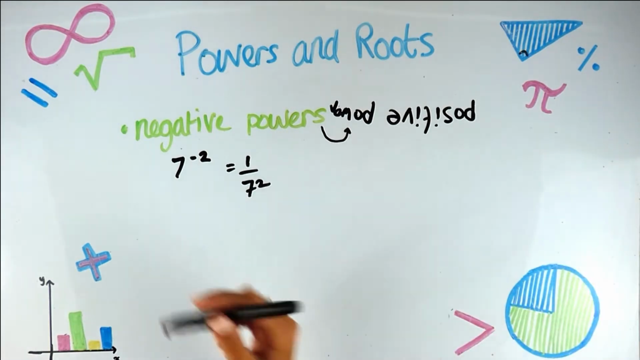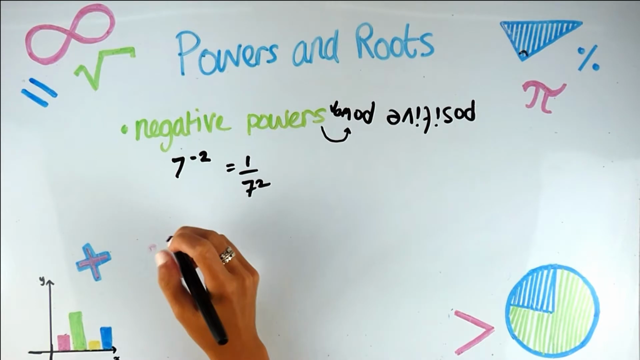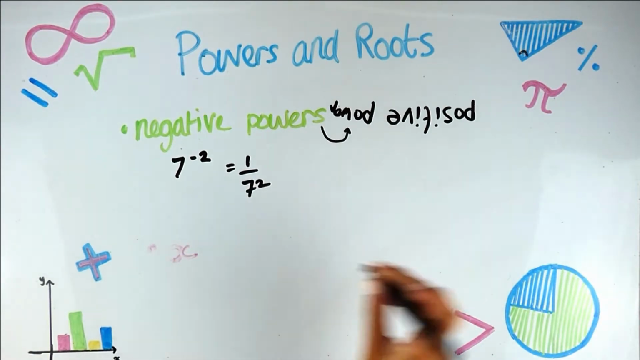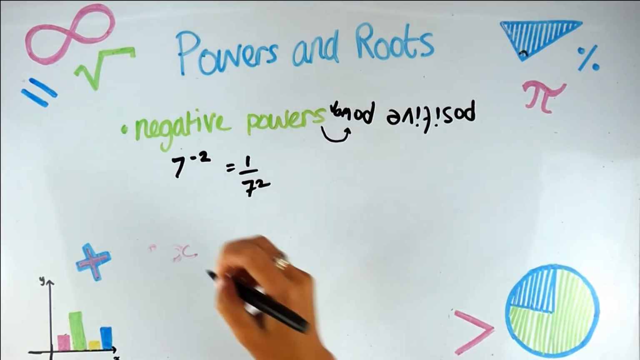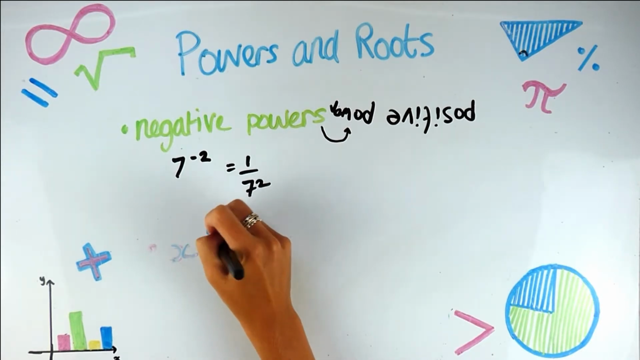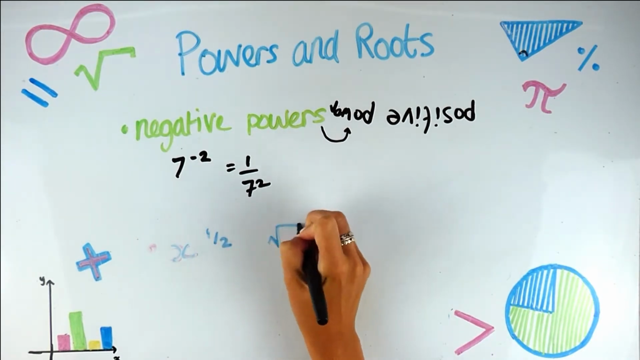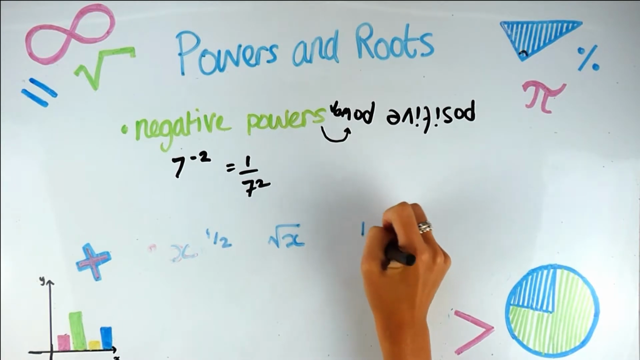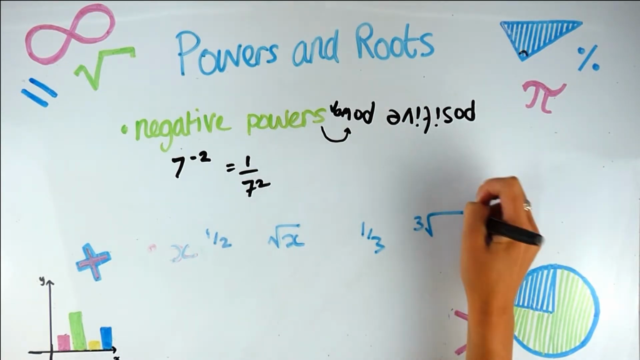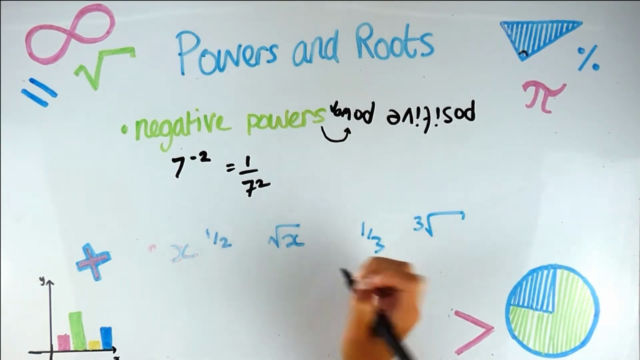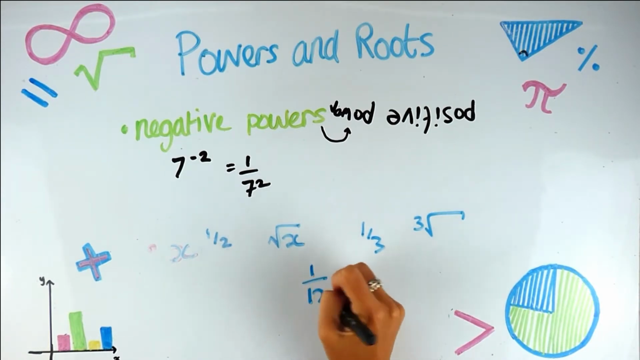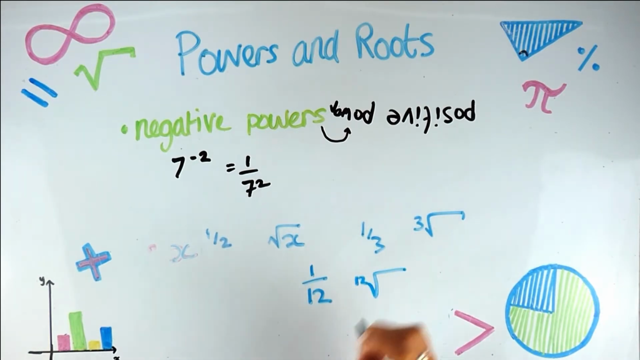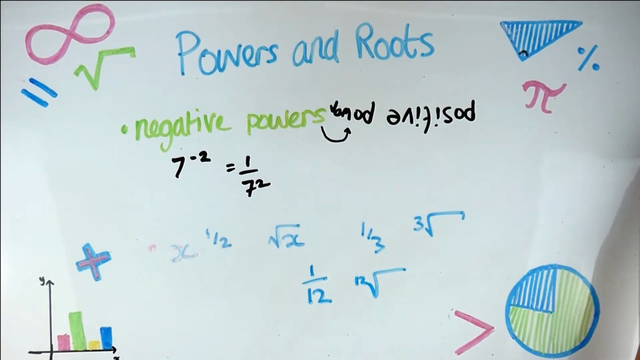Another one is if you have x to the half, that's the same as square root. A third is the same as cubed root. So any fraction, so 1 over 12 is the same as the 12th root. So there's that one to remember. That's also kind of a trickier one, but you get used to it.